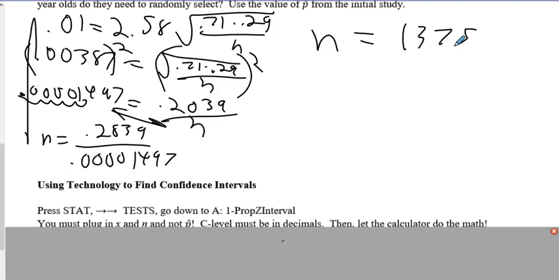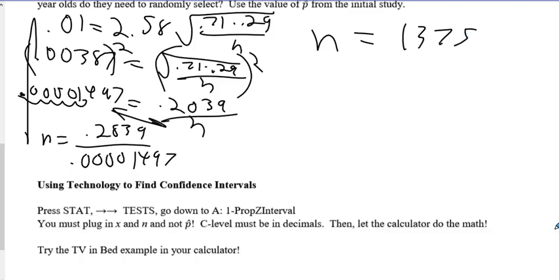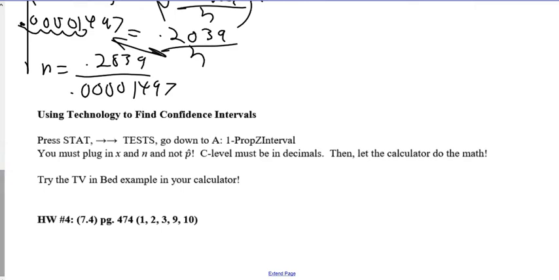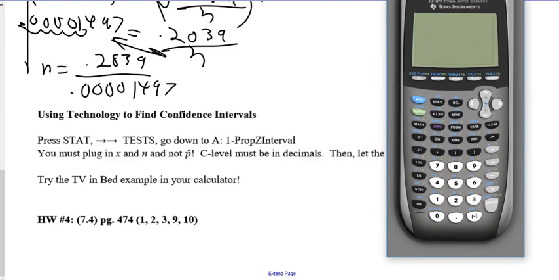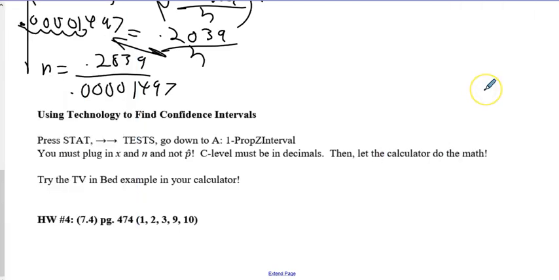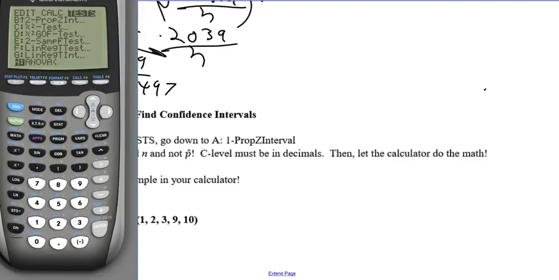Now, I'm just going to show you this real quick. This is not required. It's just a little technological advantage. So, you follow along in your instructions. If you go to your calculator and hit stat, and you go over to tests, the instructions will be in here, and you go to A1. You hit enter. You can put in X and N and change your level and see if you got it right.